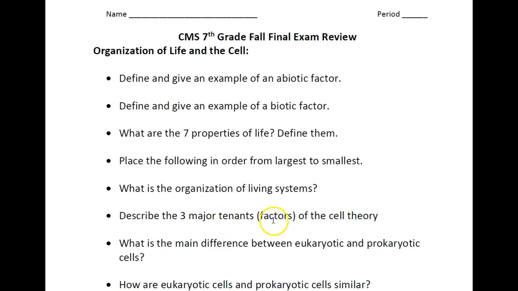Describe 3 major tenets or factors of cell theory. Okay, so the theory states that all living organisms are composed of cells. They may be unicellular or multicellular. It also states that the cell is the most basic unit of life. And finally, cells arise from pre-existing cells. In other words, there's no such thing as spontaneous generation.